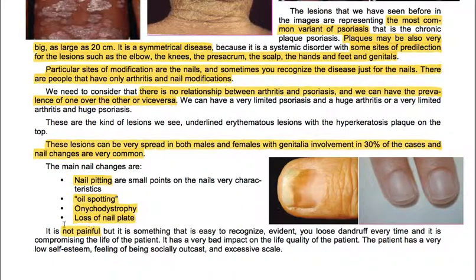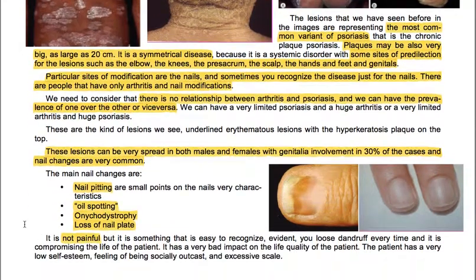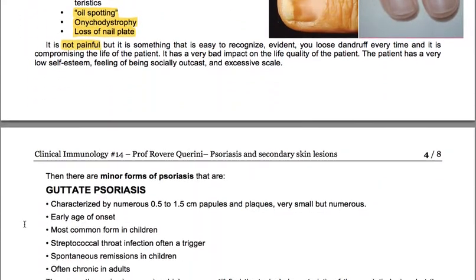You lose scales like dandruff every time, and it's compromising the life of the patient. It has a very bad impact on the quality of life of the patient. The patient has low self-esteem, a feeling of being socially outcast, and excessive scale.